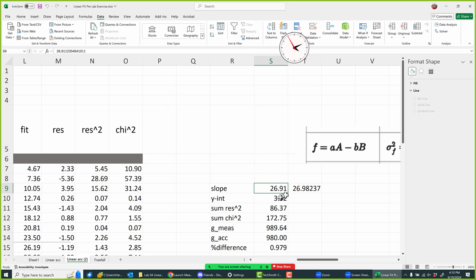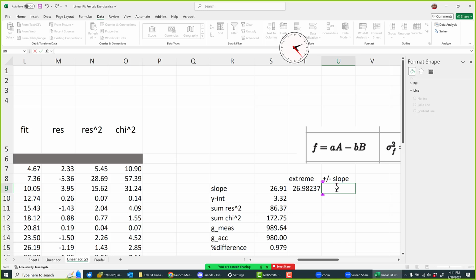And there it is. So now, let's see, this is the slope, this is the extreme tab, and then this is the plus minus on the slope. And it just equals the absolute, oh, I forgot the equal sign, equals ABS of this minus that, and then the percent error is equal to the plus minus divided by the value times 100%.